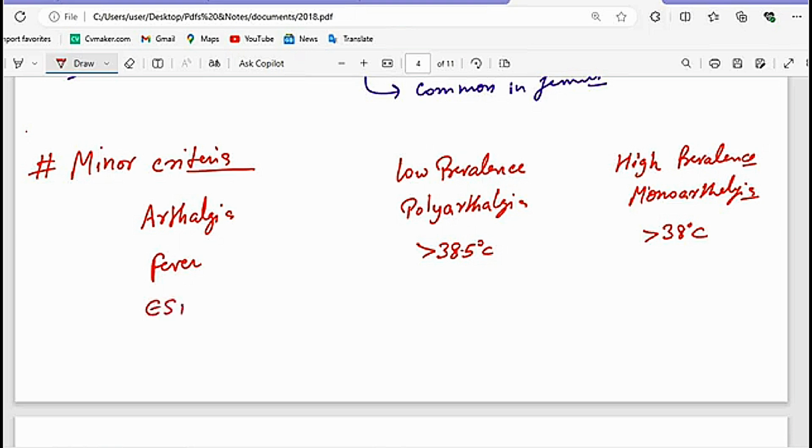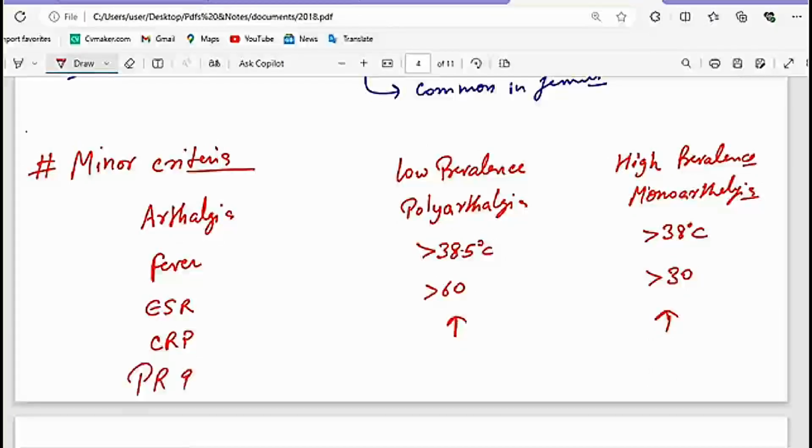If the ESR is more than 60, or more than 30 here, we can consider it a minor criterion for rheumatic heart disease. If the CRP, the C-reactive protein, is increased, then in both conditions it falls under the minor criteria.